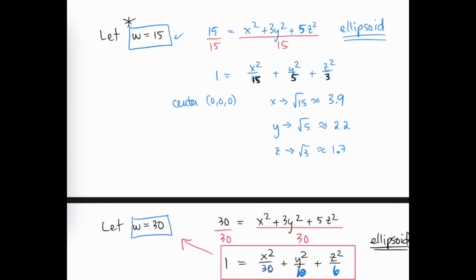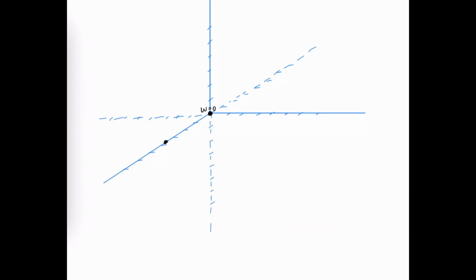When w is equal to 15, we had the ellipsoid where we traveled 3.9 units in the direction of x, 2.2 in the direction of y, and 1.7 in the direction of z. So 3.9 units in the direction of x, almost 4, 2.2 in the direction of y, and 1.7 in the direction of z. So now we get to try to make an ellipsoid out of this. So any xyz on this ellipsoid would map to the elevation w is equal to 15.